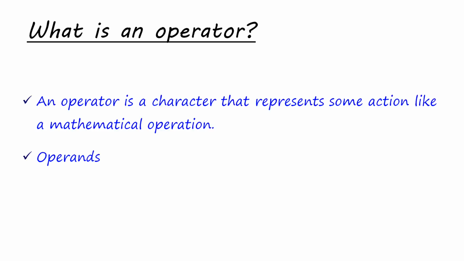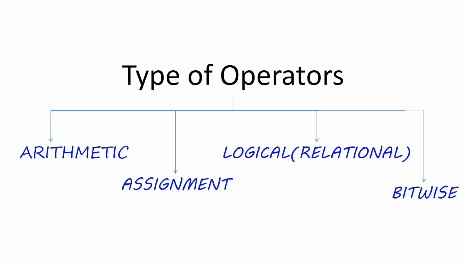This action may be any mathematical operation like addition, multiplication, etc., or some other operation which we will discuss in a few minutes. Java provides a rich set of operators which are used for manipulating variables. These are broadly classified into four groups: arithmetic operators, assignment operators, logical or relational operators, and bitwise operators. Besides these, we have the instanceof operator which we will not discuss in this course.